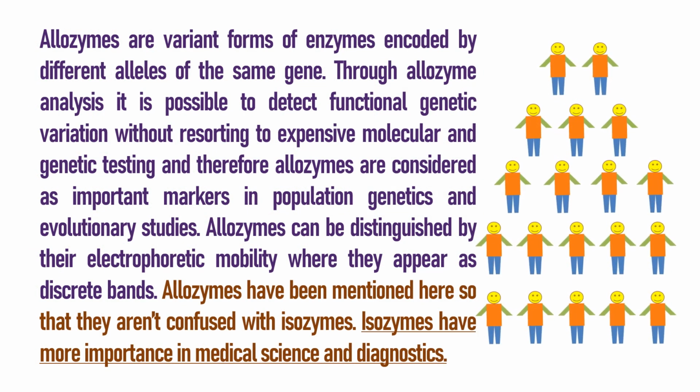Allozymes are variant forms of enzymes encoded by different alleles of the same gene. Through allozyme analysis, it is possible to detect functional genetic variation without resorting to expensive molecular and genetic testing, and therefore allozymes are considered important markers in population genetics and evolutionary studies. Allozymes can be distinguished by their electrophoretic mobility, where they appear as discrete bands. Allozymes have been mentioned here so that they aren't confused with isozymes. Isozymes have more importance in medical science and diagnostics.